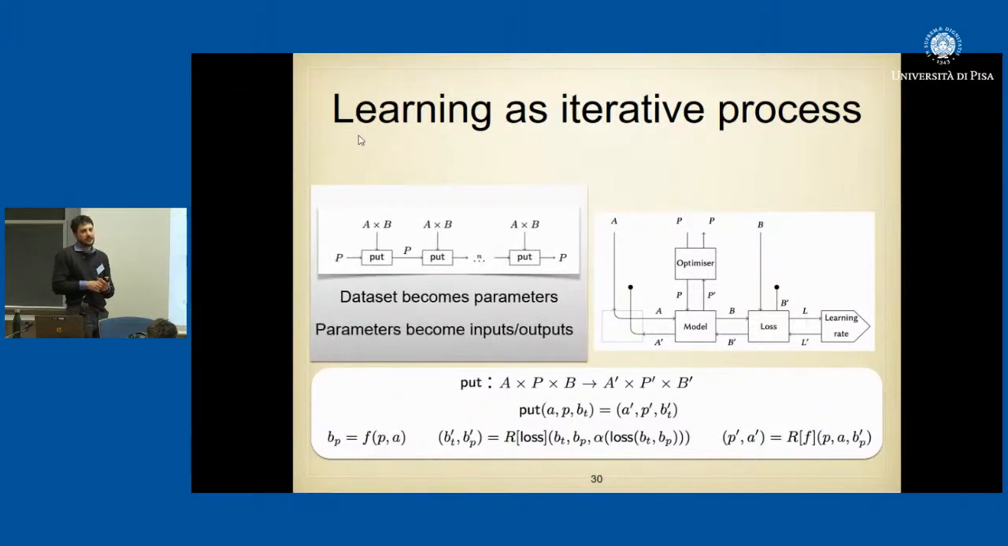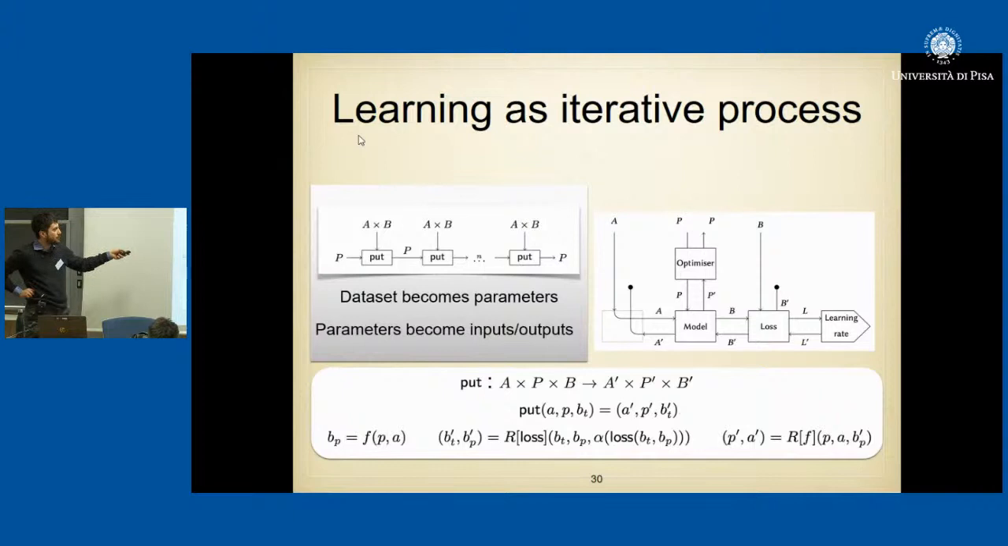Of course, learning doesn't resolve in a single iteration of this algorithm. Usually you do an iteration of it, and you iterate it many times. And this is how you can do it. For instance, you can think of your A and B as your data set. In this view, they become the parameters of your algorithm. And the P's that here are parameters become input and outputs.